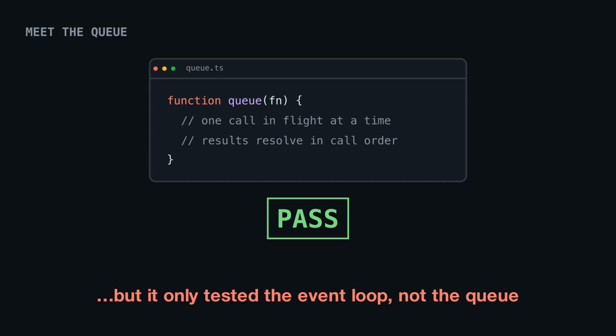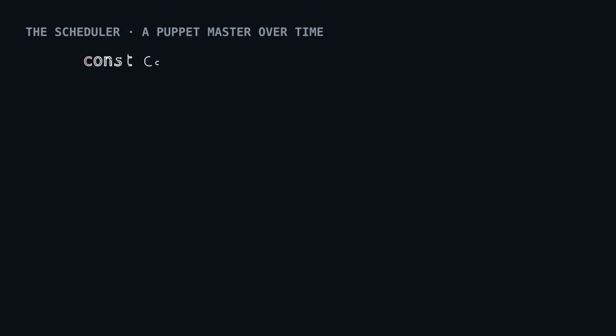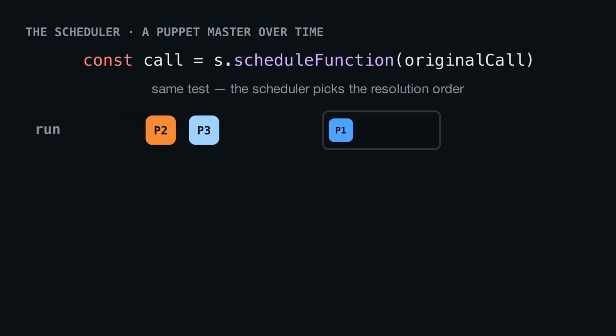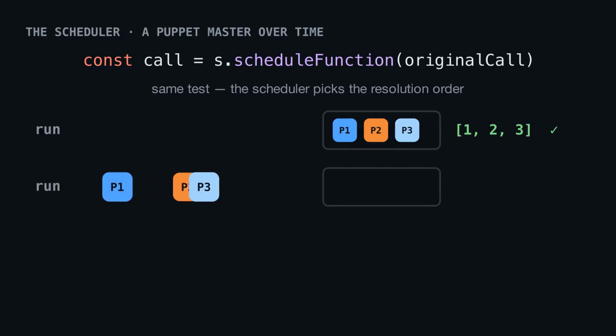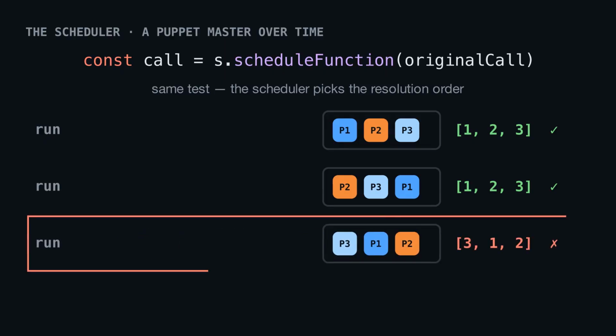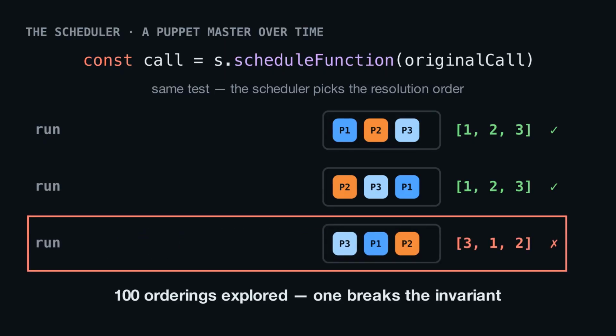This test only ever proves that the JavaScript event loop hands back promises in creation order. It never reorders anything. It has tested the runtime, not our queue. This is where fastcheck does something magical. It gives you a scheduler. Call fc.scheduler. Think of it as a puppet master over time.